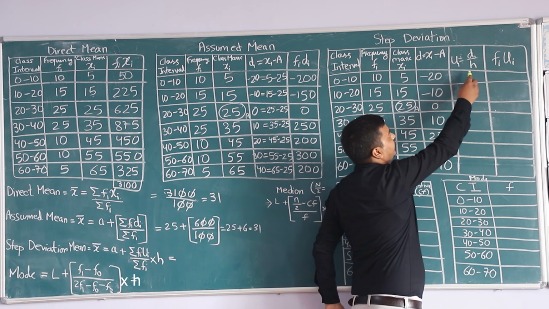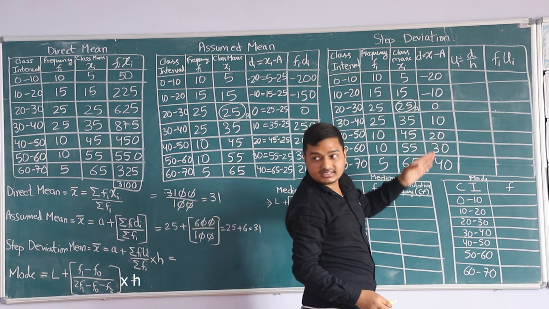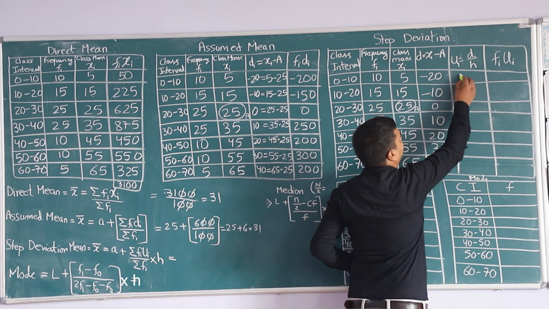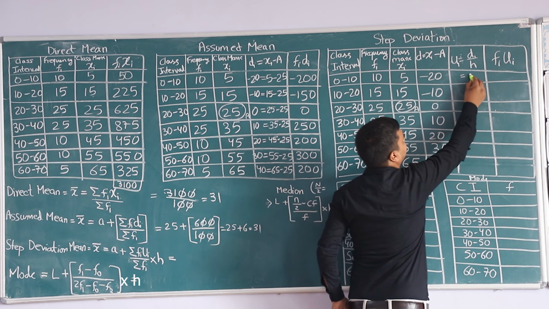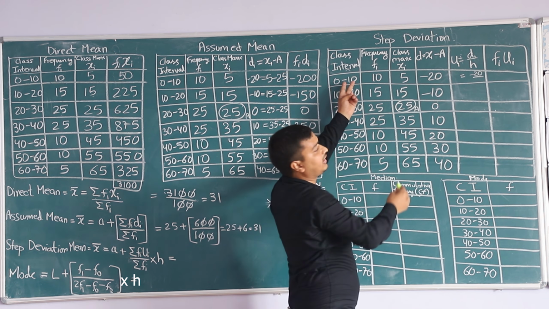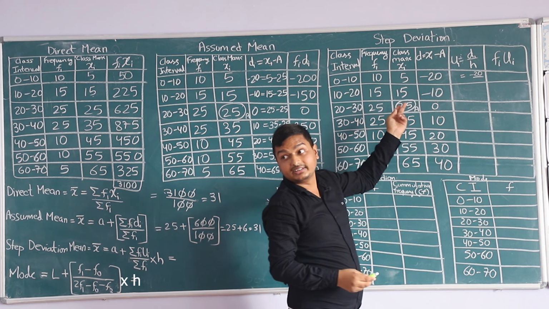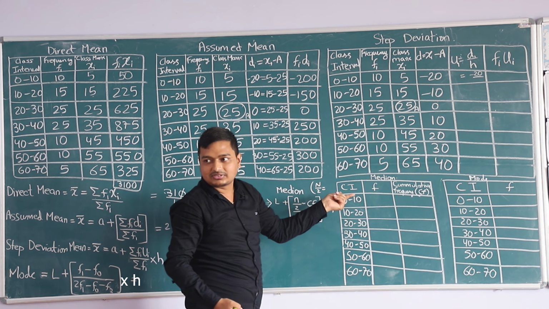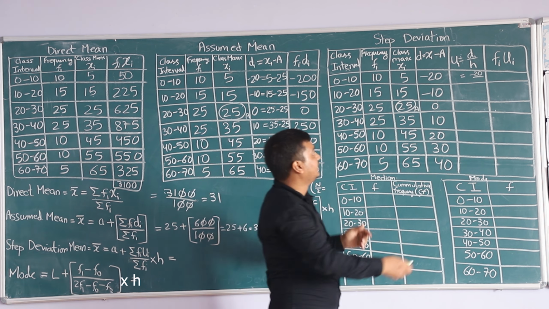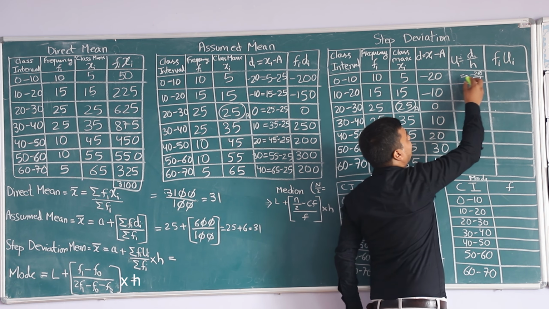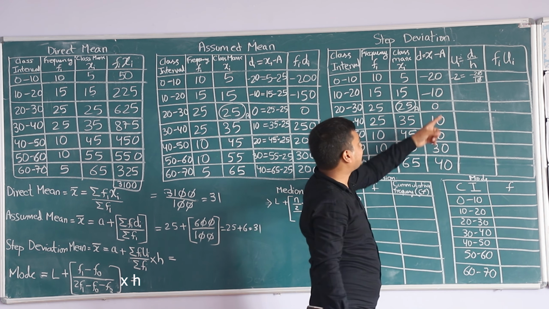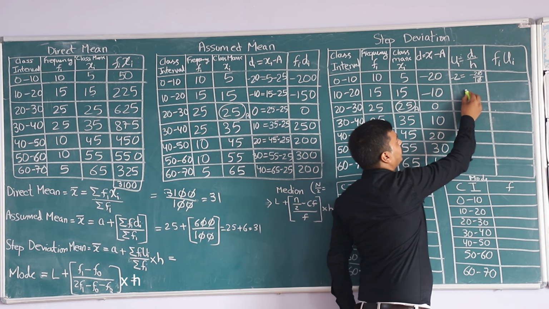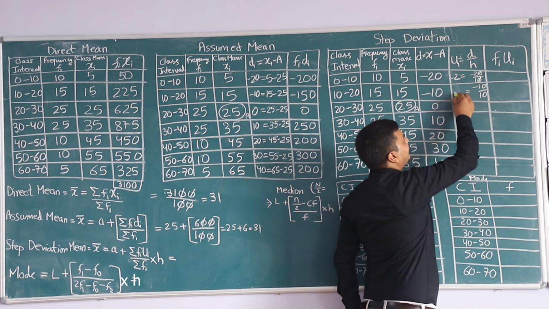Now, let's calculate. ui is equal to D by H. Very good. Now let us check that. What is the value of D? Minus 20. Minus 20 divided by, what is the gap I am getting here? 10. Yes, 10. Upper limit minus lower limit. Upper limit is always the right side and lower limit is the left side. So it will be 10 minus 0, 10. So if I divide by 10, one answer I will get is minus 2. Next answer, minus 10 by 10. One answer got is minus 1.